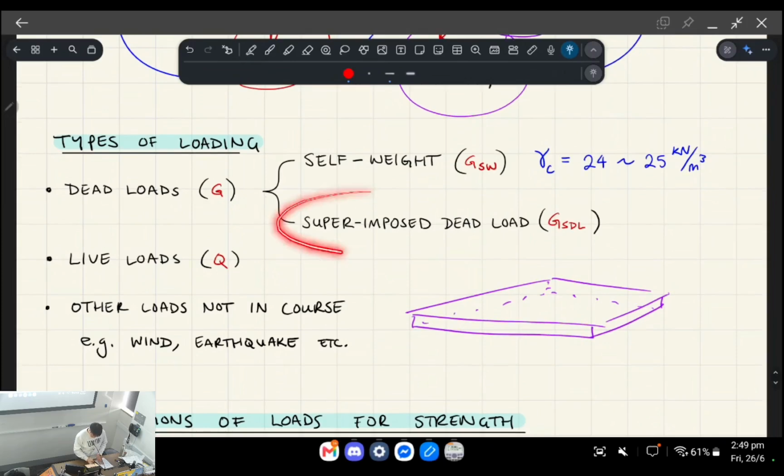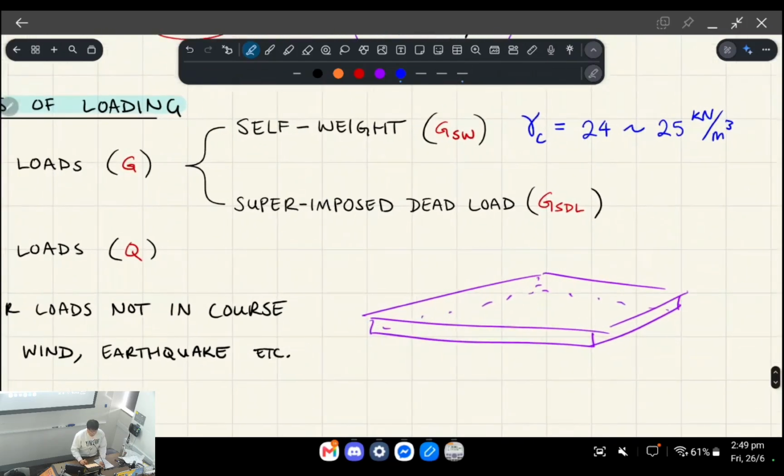For superimposed dead loads, imagine you've got this floor slab and we've got things we can't move. Like, for example, let's pretend this lectern. There's no way you can remove it, okay? So that would be a superimposed dead load. It's going to be here for the entire duration of the building and until it's demolished or whatever, right? So that's a superimposed dead load.